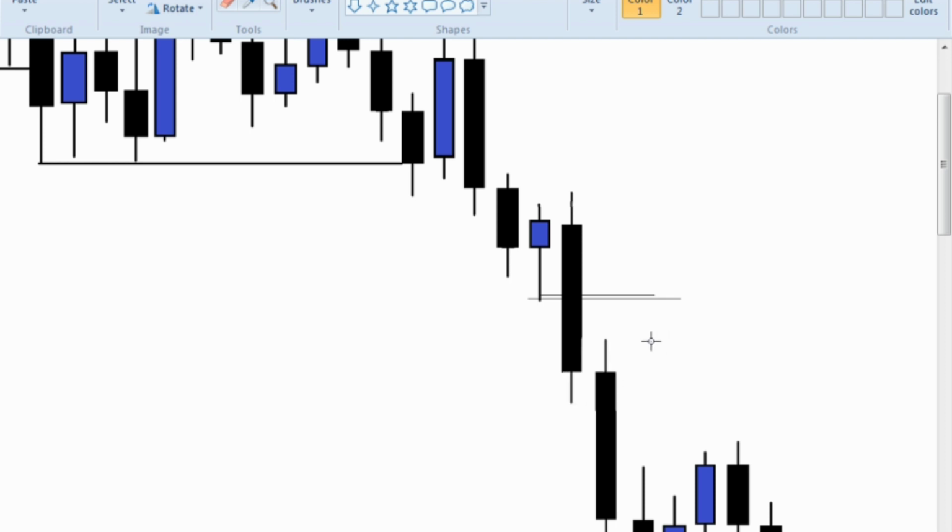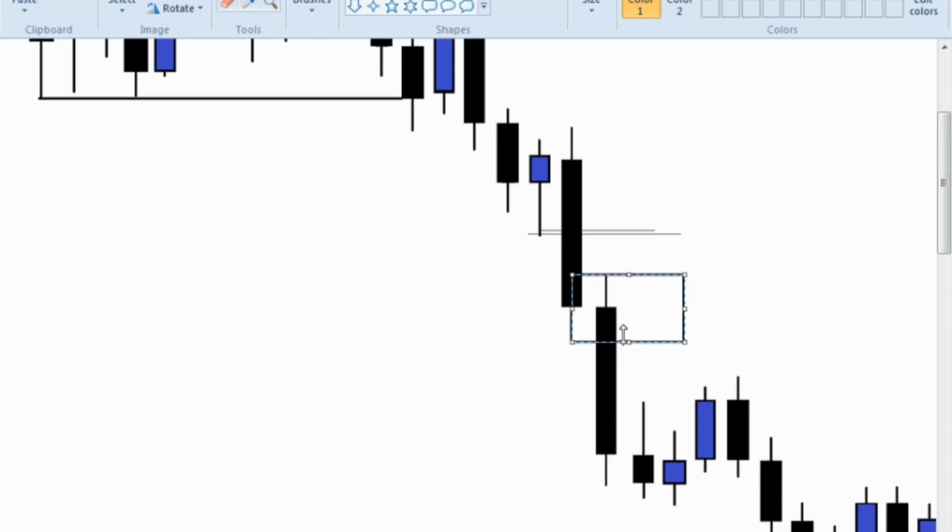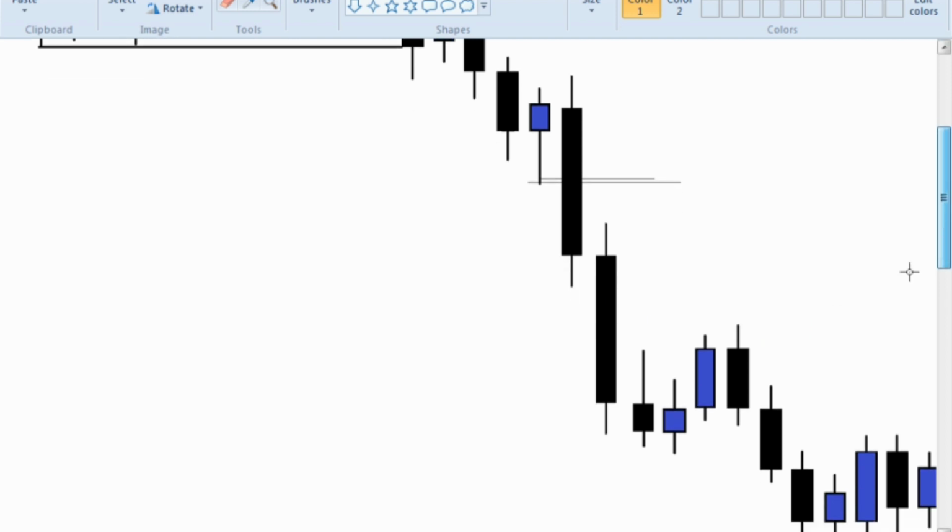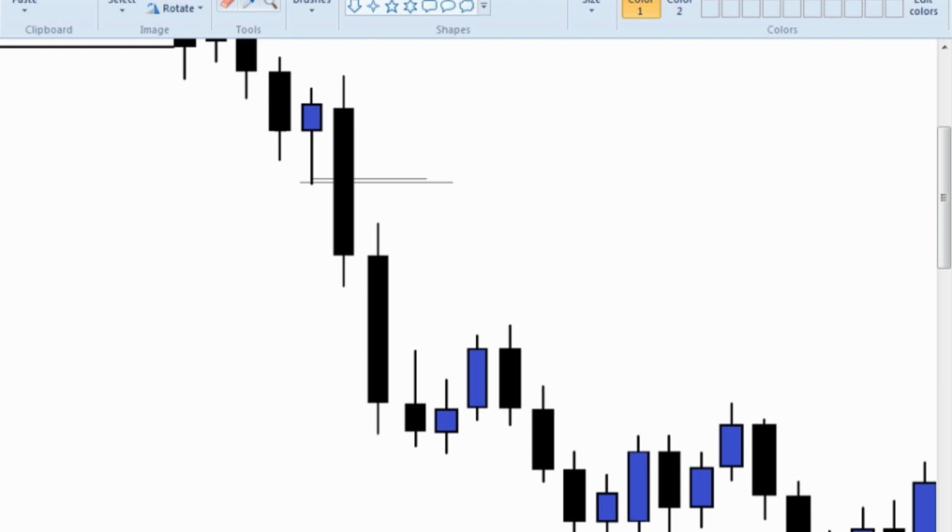One minute, guys. Okay, you can see here some buyers enter. But the price does not come to this zone, so don't worry, the price will come to this zone. Okay, and we have to look here.